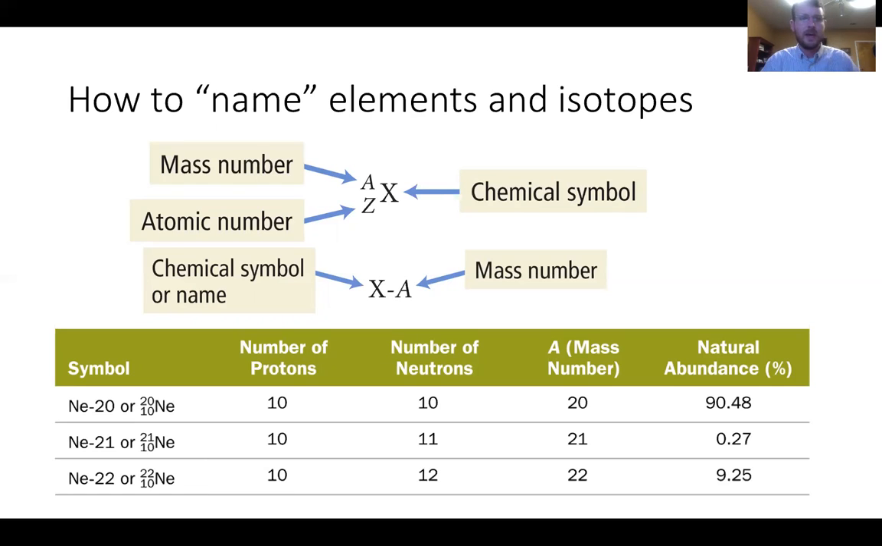Now notice, if we look at all three examples of neon, the atomic number does not change. Why is that? You're right, because if we were to change the number of protons, if we were to change the atomic number, we would change the element.